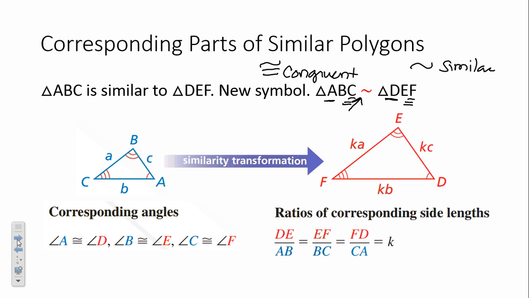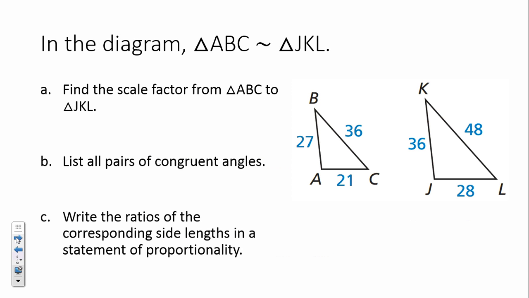Okay. So let's look at an example and see the things they can ask us to do. Okay? In this diagram, triangle ABC is, what does that symbol mean again? Similar to triangle JKL. So first they want to know what's the scale factor. So when we went from ABC to JKL, did we scale up or down? Up. So we want to make sure that we have our larger sides on top. Okay? Then we say, what's the scale factor?